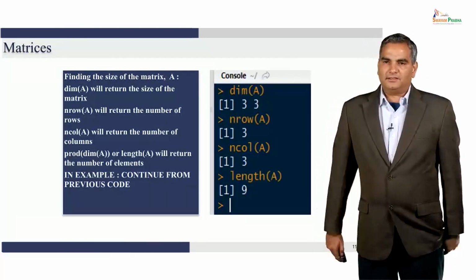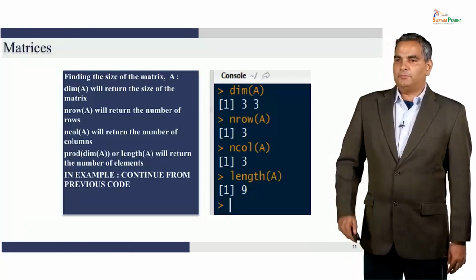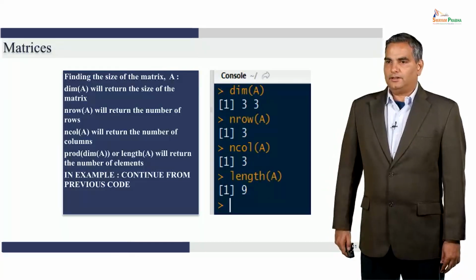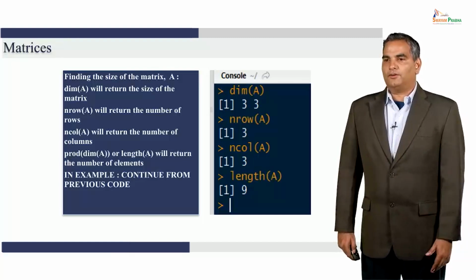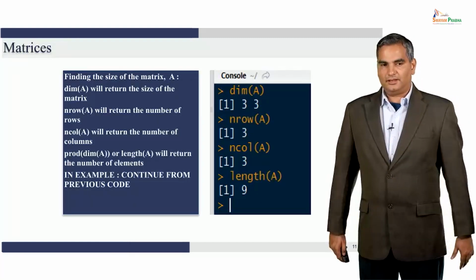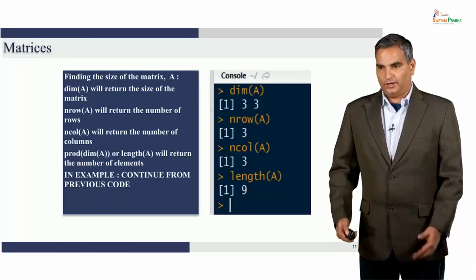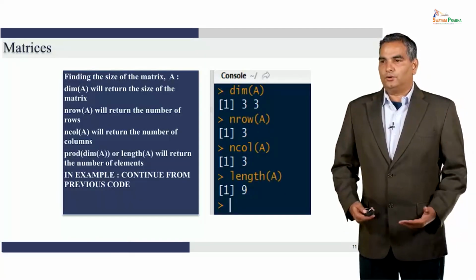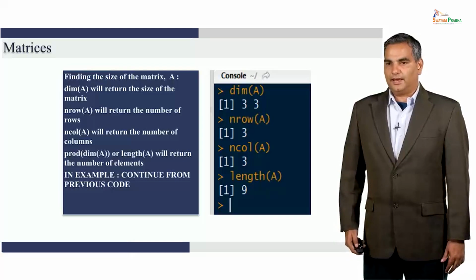Now, once a matrix is defined, you can figure out several things about the matrix. The command dim of A will tell you the size of the matrix. So you see that it says it's a 3 by 3 matrix. nrow of A gives you the number of rows in matrix A, which is 3 in this case, and ncol of A gives you the number of columns in this matrix, which is also 3. There is also another command called length of A, which basically gives you the total number of elements in the matrix. In this case, it turns out to be 9.